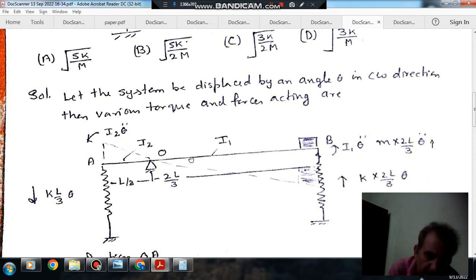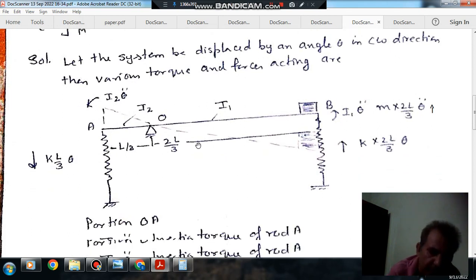Now this rod has two portions, one of 2L by 3 and one of L by 3. So it will also create some inertia torque when it is rotated. Suppose the moment of inertia of this portion, of length L by 3, is I2, then the inertia torque will be in the direction opposite to that of rotation, equal to I2 theta double dot. And similarly for this portion it will be I1 theta double dot, where I1 is the moment of inertia of this portion.